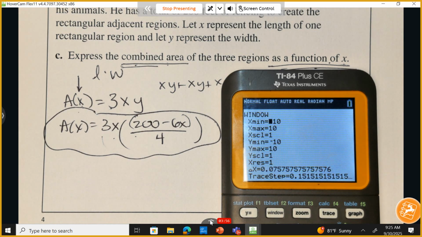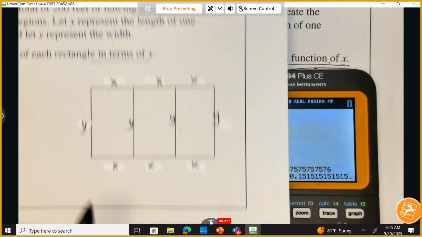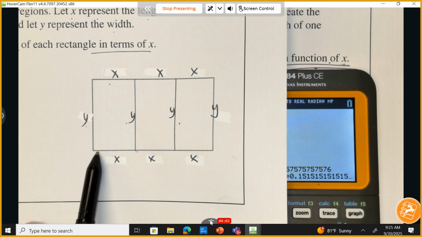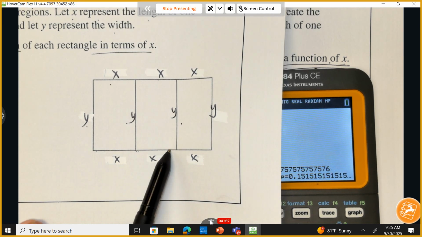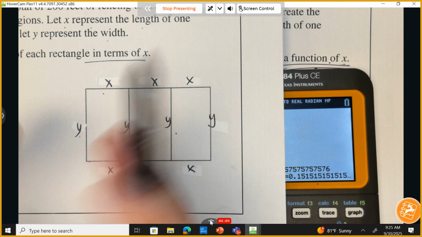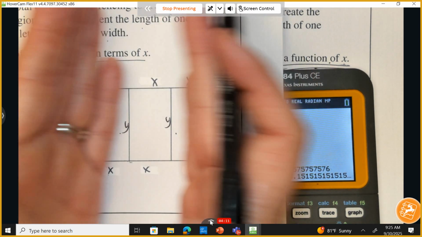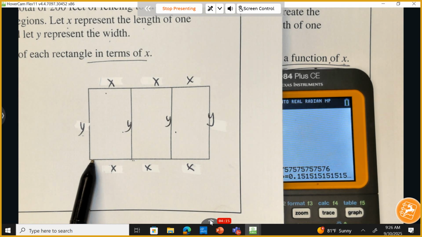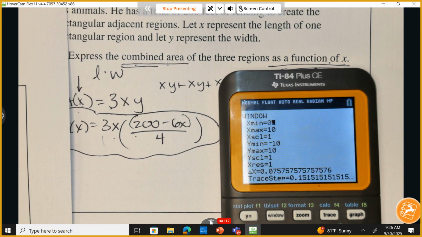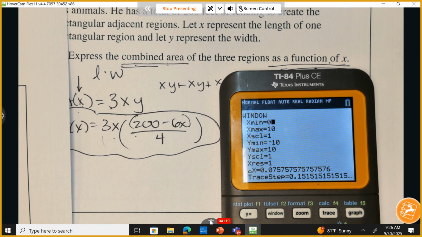When I look at this shape, remember the input represents the length. This has to be greater than 0. If there is no length to x, I no longer have this shape. We would just have these vertical lines and no shape to create these corrals for animals. So this x has to be greater than 0. So I'm going to put down 0 as a minimum, but I know it can never actually equal 0.